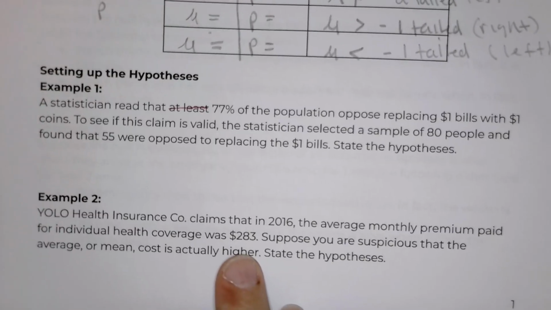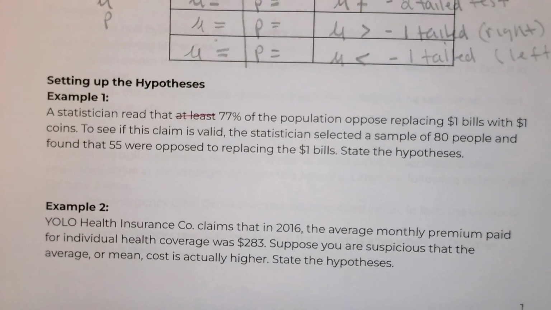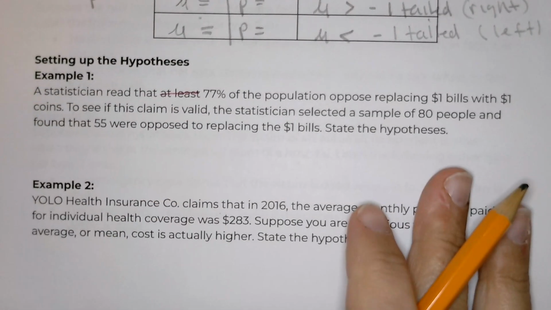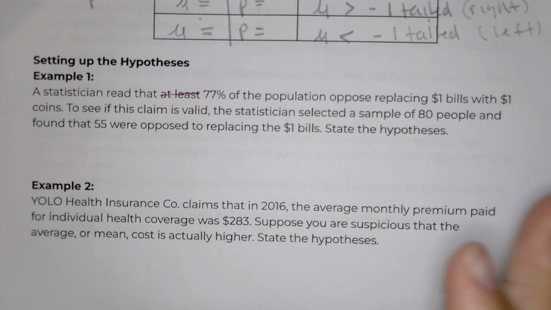A statistician read that at least 77% of the population opposes replacing the $1 bill with a $1 coin. To see if this claim is valid, they selected a sample of 80 people and found that 55 were opposed to replacing the $1 bill. State the hypotheses. So we're not asked to do any tests. We just want to know the null and the alternative hypothesis.